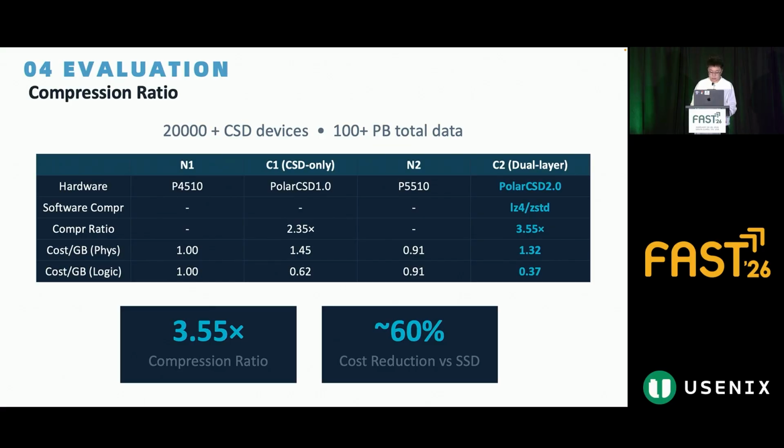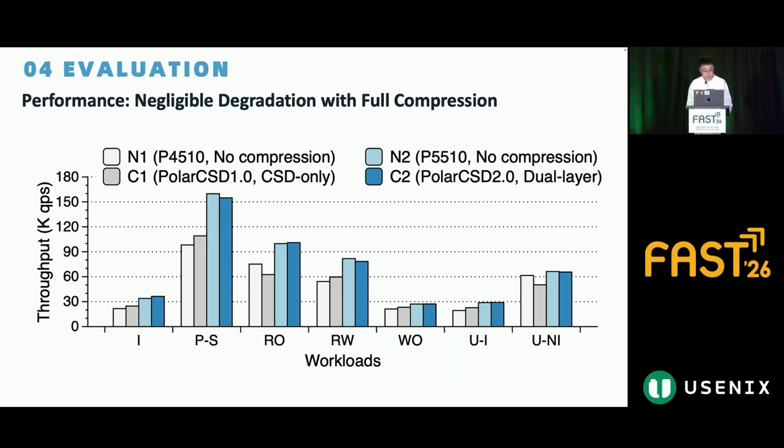setup. Cluster C2 with PolarCSD 2 and dual layer software compression achieves a compression ratio of 3.55. The cost per physical gigabyte is 1.32, but the effective cost per logical gigabyte dropped to 0.37. This is about 60% cost reduction compared to normal SSD.